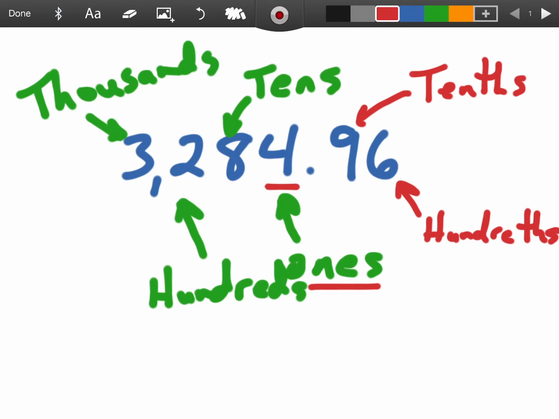When we're going down, when we're going backwards here, tenths, hundredths, and then if we had another one, that would be thousandths, and backwards. So now you know all about place values. Let's go ahead and erase everything.